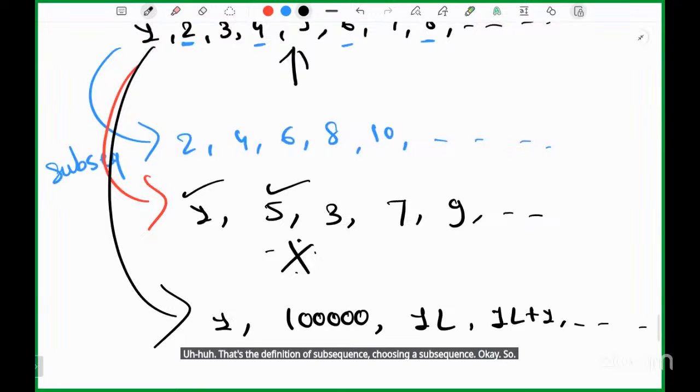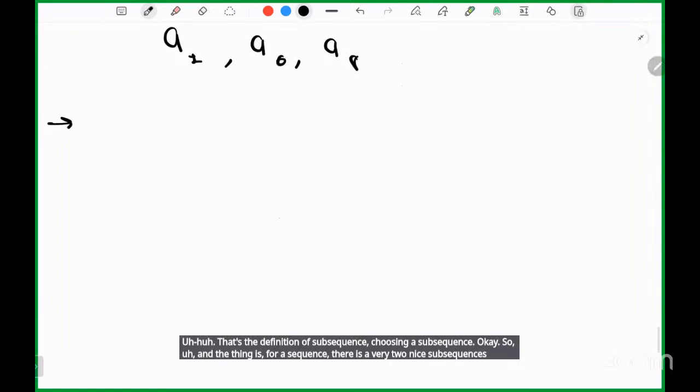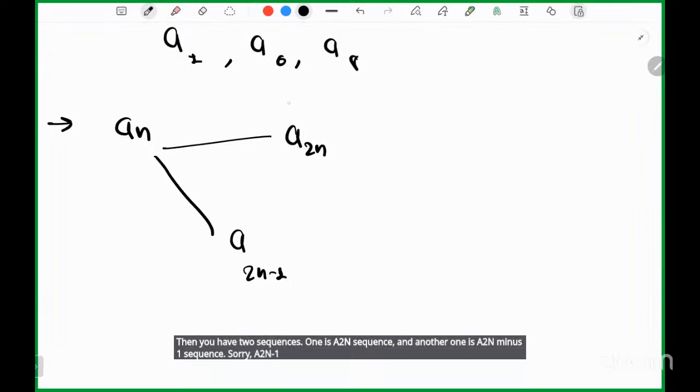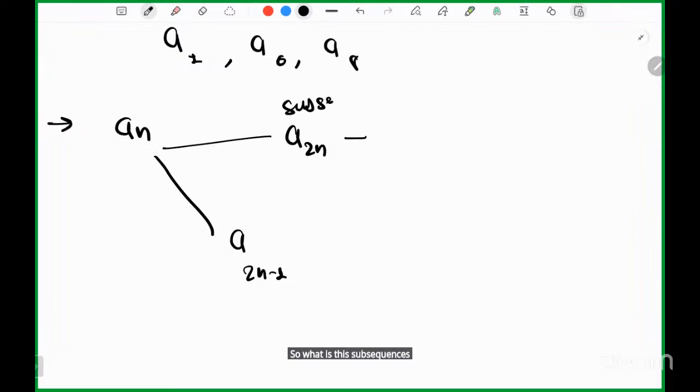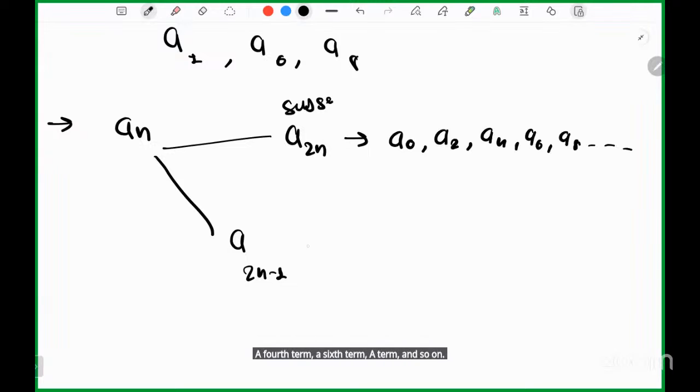And the thing is, for a sequence, there are two nice subsequences. Those are the even-term and odd-term sequences. So, if you have a sequence a_n, then you have two sequences. One is the a_2n subsequence, and another one is the a_(2n-1) subsequence. What are these subsequences? In the first, we are taking all the even terms. We are starting with 0, so a0, a2, a4, a6, a8, and so on. And the other is taking all odd terms, that is first, third, fifth, seventh, and so on.